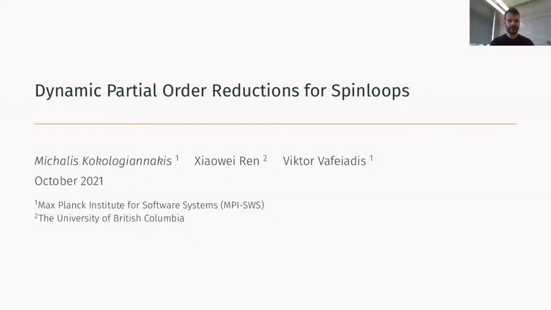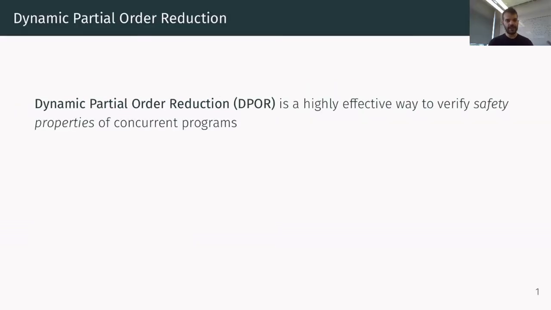My name is Michalis, and in this talk, I'll present to you a couple of different dynamic partial reduction techniques that we can employ for programs that have spin loops. And I'll start by explaining what dynamic partial reduction is on a very high level and why it doesn't work well for spin loops. So, dynamic partial reduction, or DPOR, is a highly effective way that we can use to verify safety properties of concurrent programs.